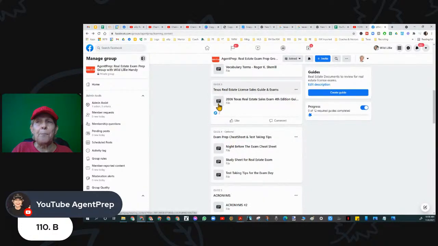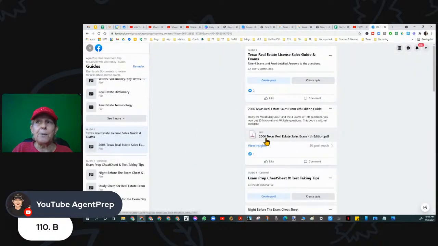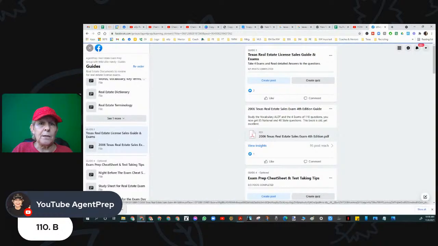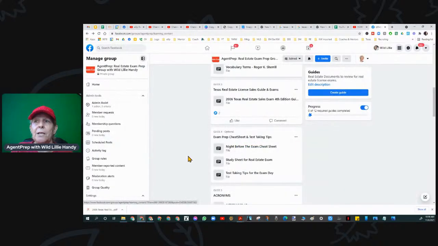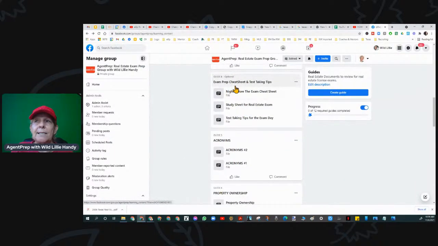Guide 3 is the book that I want you to download. Texas Real Estate Sales Guide Exams. It's in Guide 3. It's a PDF. So you'll have to click on that. And then you see the PDF right here. And you click on that again, and it'll download it onto your computer. It'll download it and show it as a PDF. So it takes a couple of steps, but it's easier than having to search for it on the internet. And then I have an exam prep cheat sheet and test taking tips.